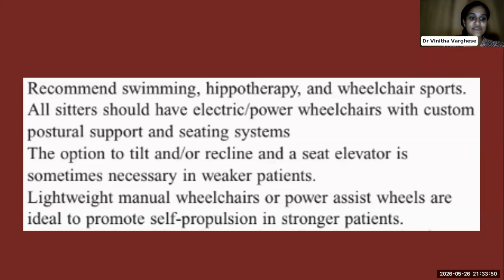It would be, of course, a dream to have lightweight manual wheelchairs and power assist wheels. These will let the child be a little more independent. Along with the wheelchairs, you also need access in terms of roads and things like that to be able to use these wheelchairs.